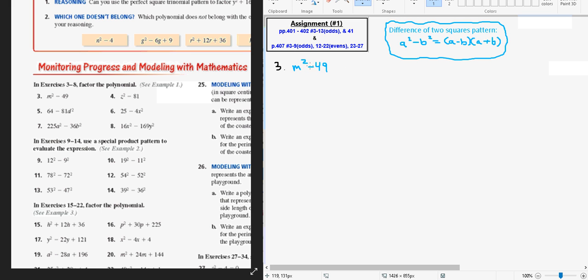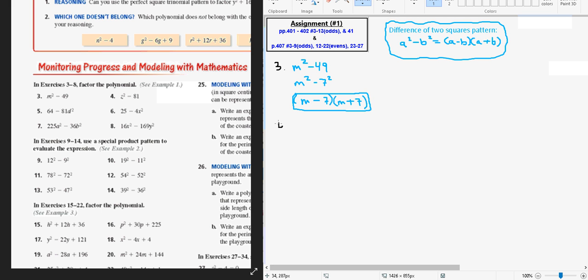This is m squared minus, this is a perfect square. This is 7 squared. This is m squared minus 7 squared. So this is a squared minus b squared, where a is now replaced with an m, and b is replaced with a 7. So we have a, which is now m, minus b, which is now 7, times the quantity a, which is now m, plus b, which is now 7. That's it. That's what this binomial factors into, because it is the difference of two squares. And you could FOIL these back together to double check your answer, but that is the correct answer.